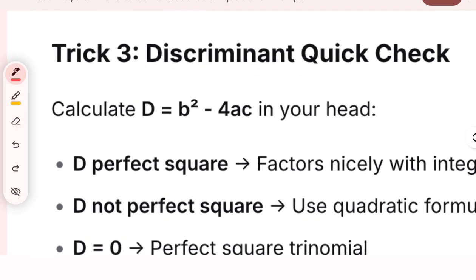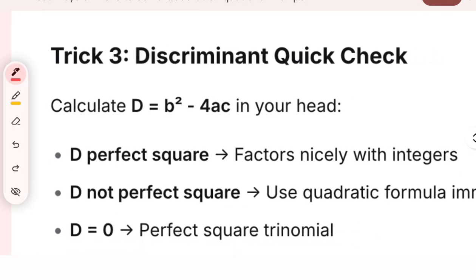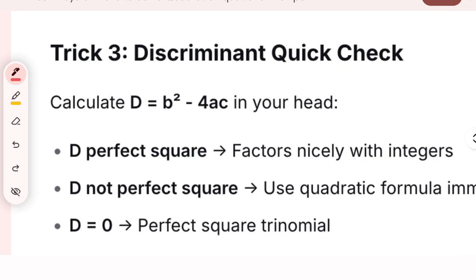And the second trick, discriminant quick check. So we need to calculate the discriminant. The discriminant has this formula. That's the discriminant, right? D is equal to b squared minus 4ac. That's from the quadratic equation. Calculate that one in your head.